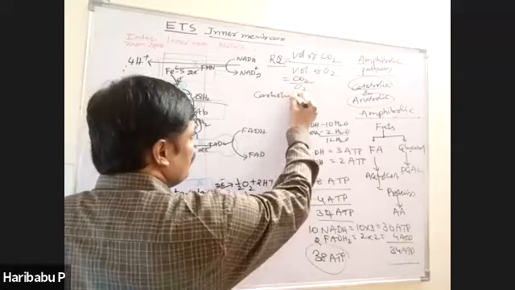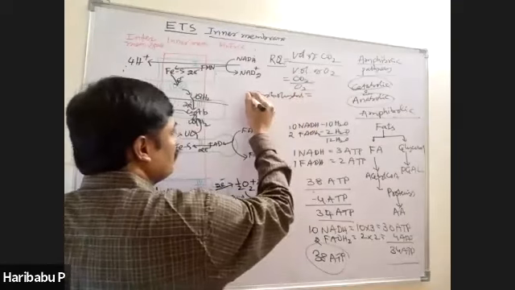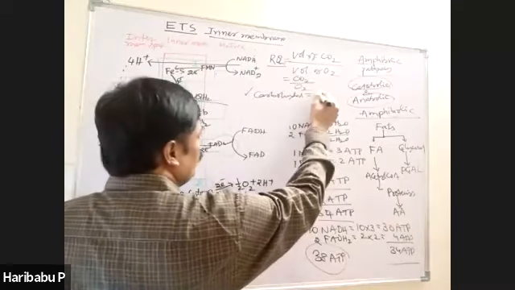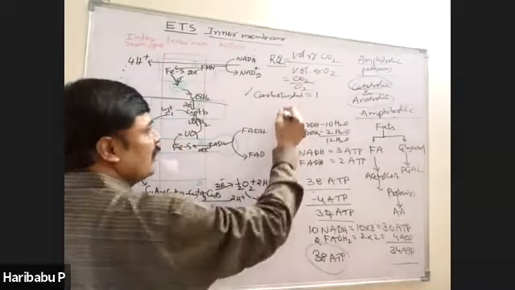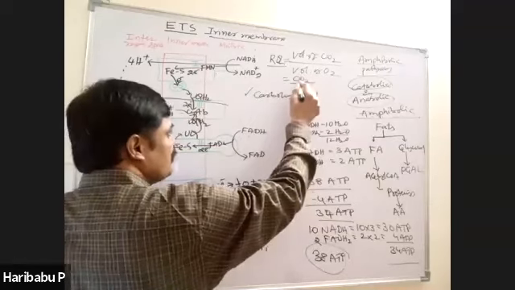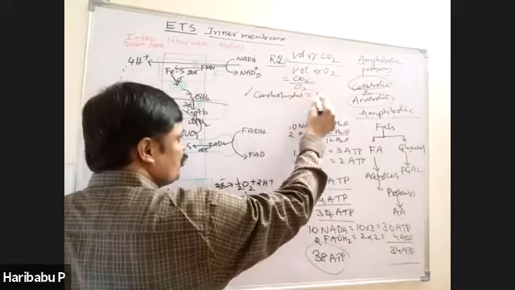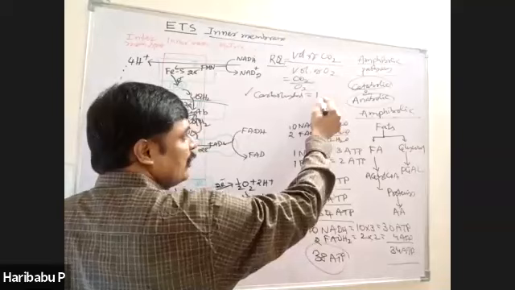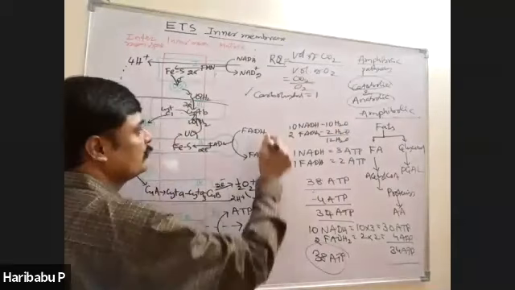If the respiratory substrates are carbohydrates, what is its RQ value? 1. This indicates that if the respiratory substrates are carbohydrates, the amount of CO2 liberated to the amount of oxygen consumed is equal, therefore its RQ value is 1.